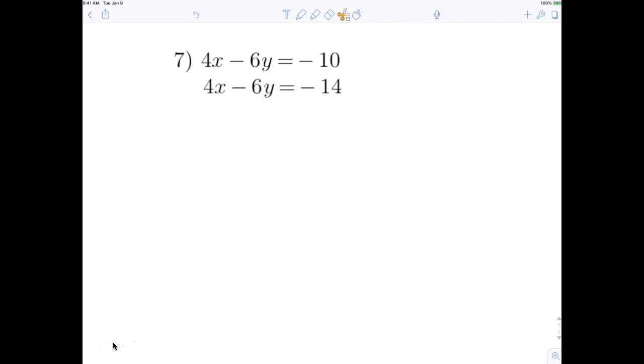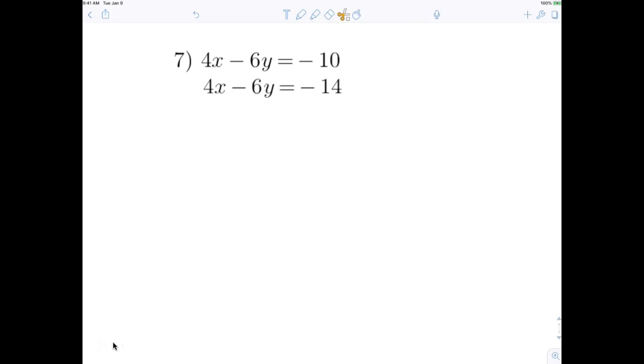That's not possible. So what can you tell me about those two lines? Those two lines are probably what? Think back to what I said earlier. They're parallel. The reason why it's parallel and not the same is that they have to be parallel because there's no solution. It's not possible. That's what I'm trying to tell you.